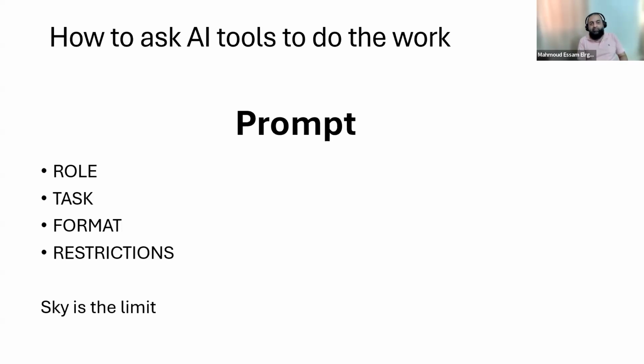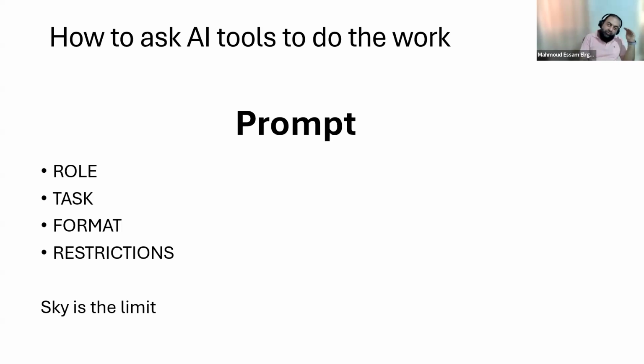And then you ask the tool for which format. I want it in a paper format, I want it as a document, I want it as a Word file. And then you end up with restrictions. For example, you can say, don't write for a layperson, stick to academic writing. Don't write American style, write British English style, so that if you are publishing it in a British journal, not an American journal.